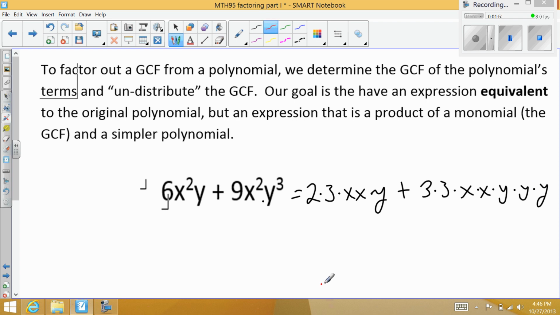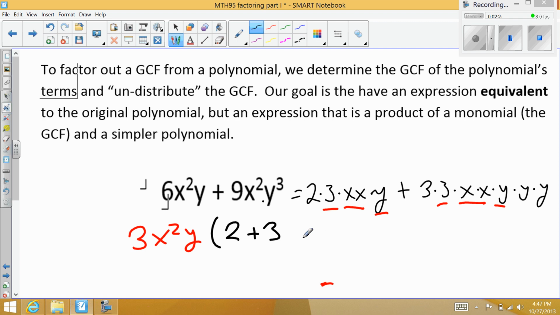And again, 3 is common to both of these terms. The x times x is common to both of these terms, and both of these have at least one y. So we can factor out the 3x squared y, and then we'll have this times the remaining factors. So from the first term, everything was factored out except for the 2, and then we'll still need the addition sign to separate the two terms, and then what's left from the second term is the 3, and then a pair of y's, so y squared.